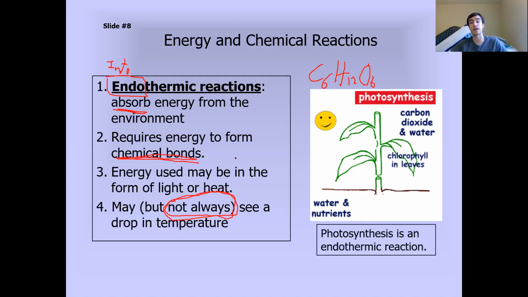So photosynthesis, like I've been talking about, is an endothermic reaction because we're absorbing light energy from the environment, right? We're absorbing light from the sun and using that in order to form new chemical bonds for something like this big glucose molecule right here. So we're building this big molecule by absorbing energy that we get from the light from the sun.